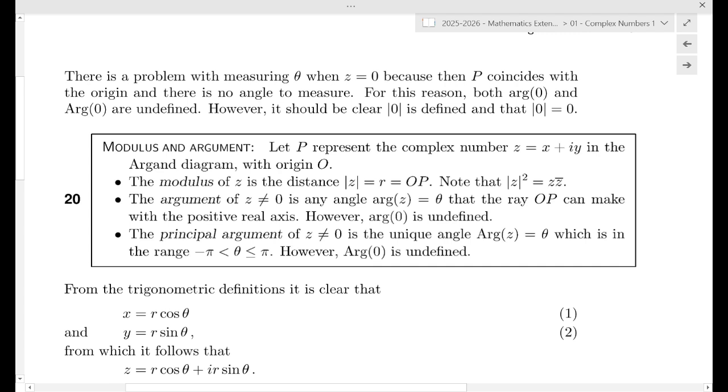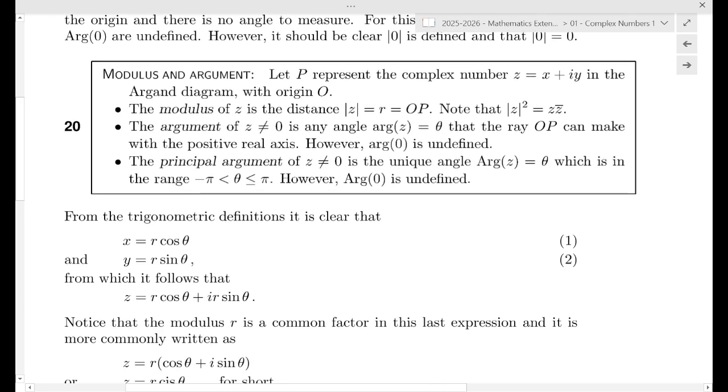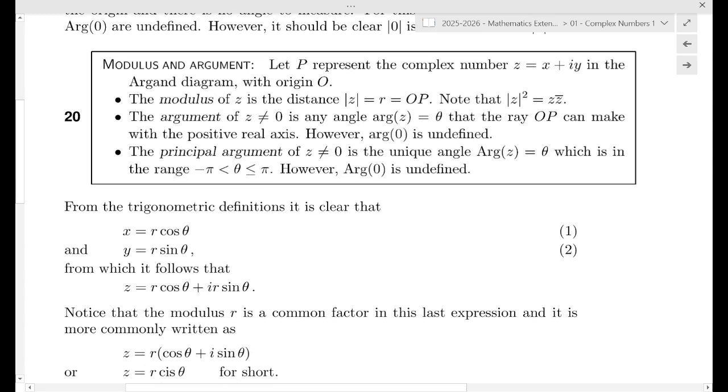How can we simplify it? Cis. Let's simplify it down to cis. Cos i sine. So what you've got is r, which is your modulus, theta, which is your argument. And that cis is just cos theta plus i sine theta. So it's just a shorthand way of writing cos theta plus i sine theta.